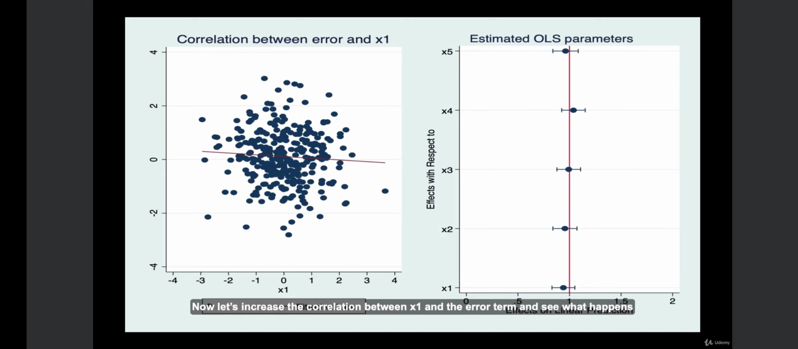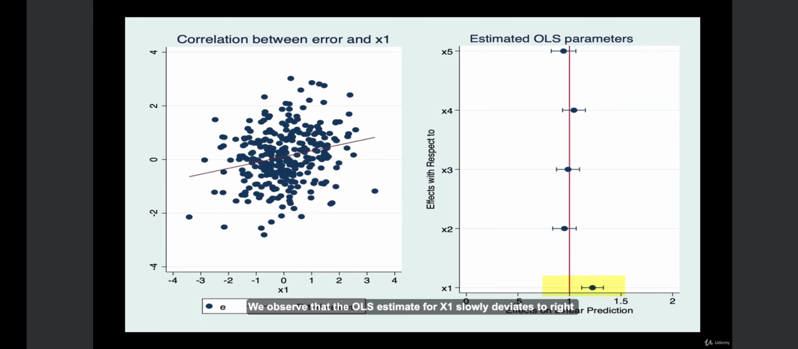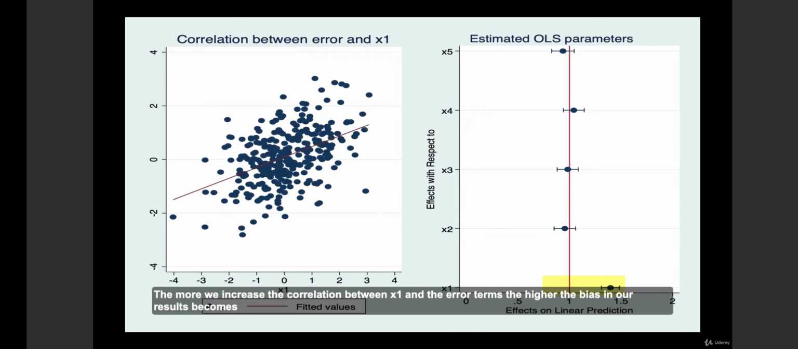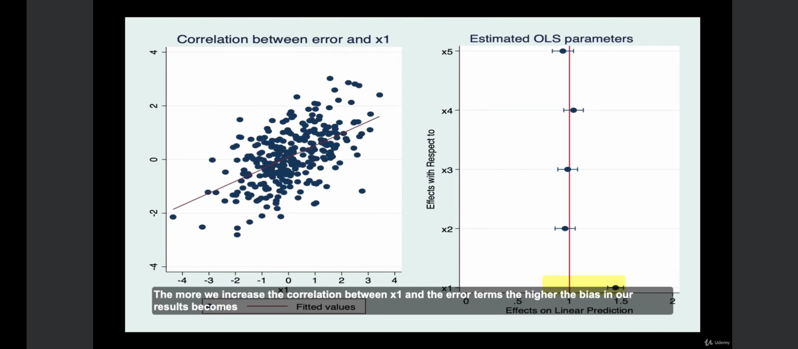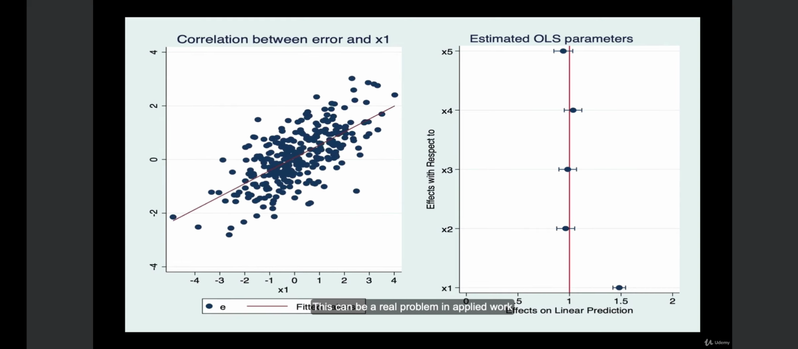Now let's go ahead and increase the correlation between x1 and the error term and see what happens. We observe that the ordinary least squares estimate for x1 slowly deviates to the right, away from its true value. The more we increase the correlation between x1 and the error term, the higher the bias in our result becomes. This can be a real problem in applied work. And when we have such a problem, we often call it endogeneity.